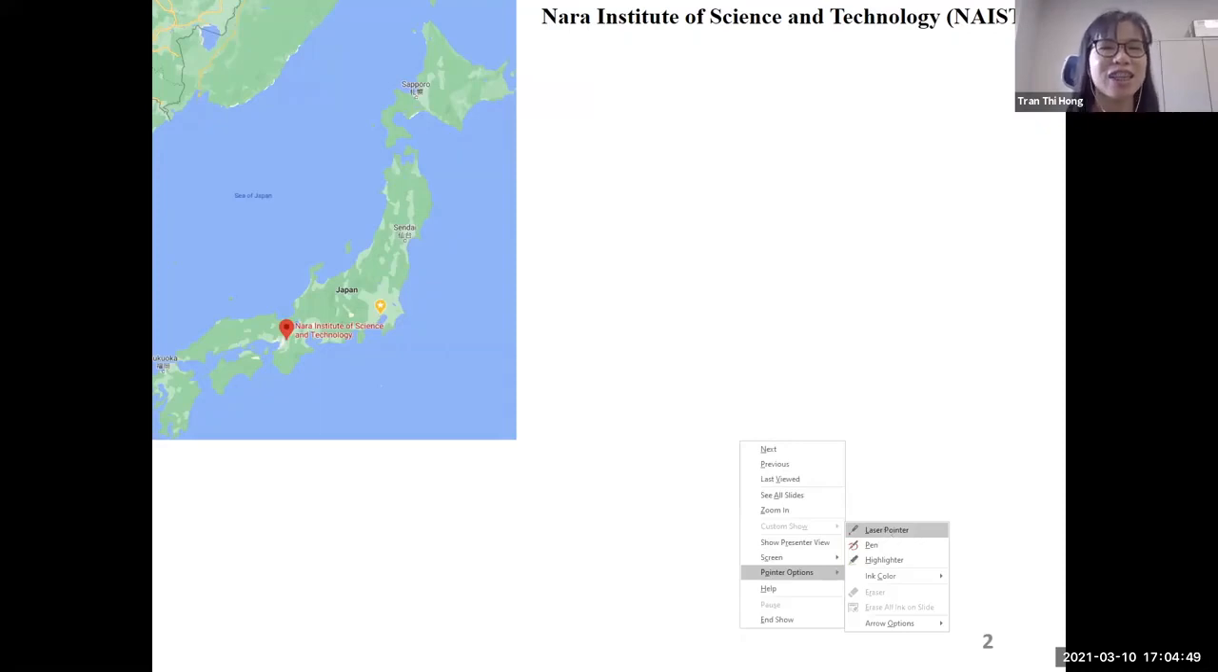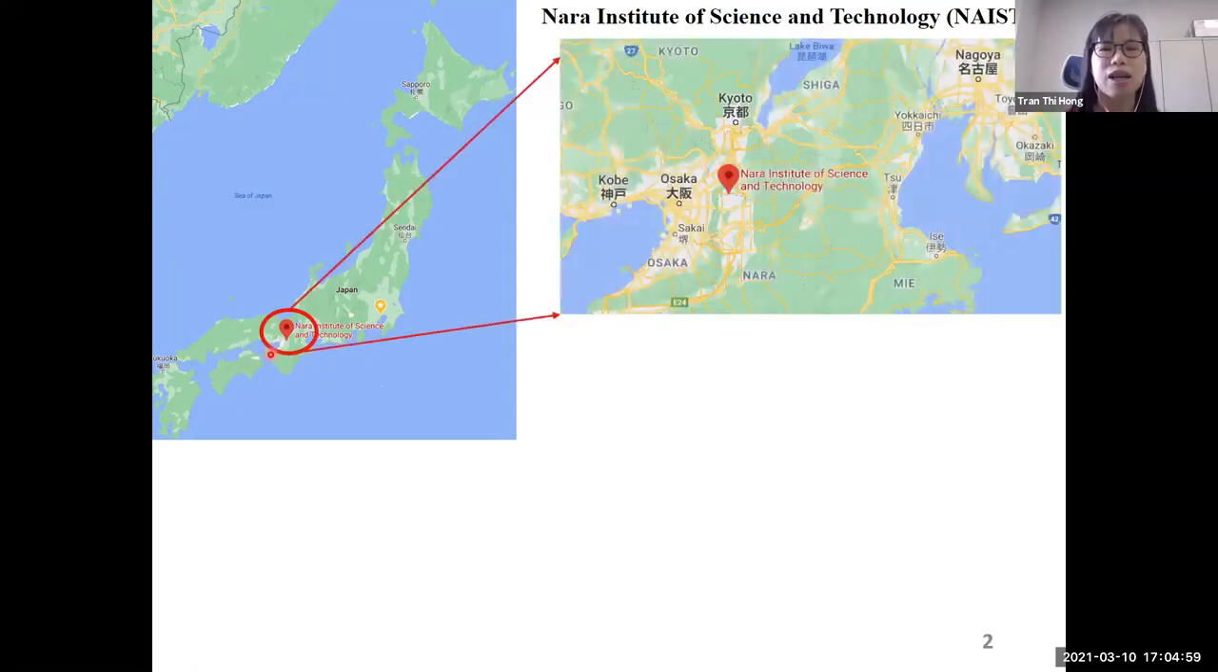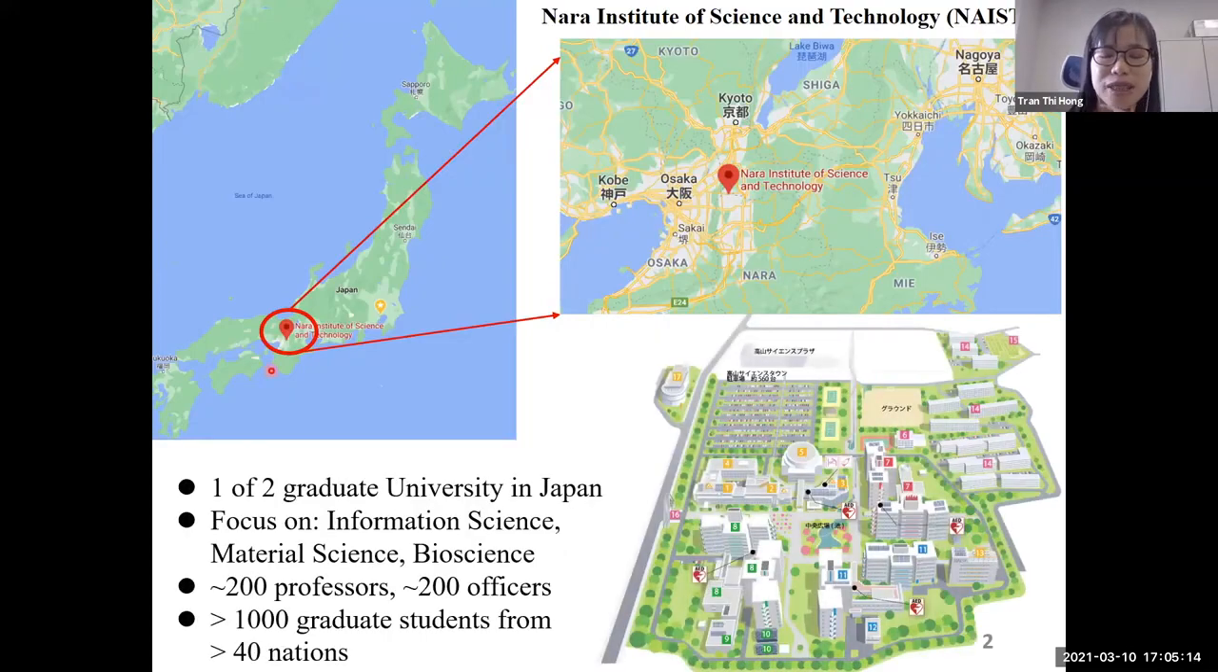As you see in this map of a part of Japan, my university is located in this area. If I enlarge it, my university is near big cities like Kyoto, Osaka, Kobe, or a little farther, Nagoya, a big city here. My university is one of the two public schools that only educate graduate students. I mean master and PhD courses only.